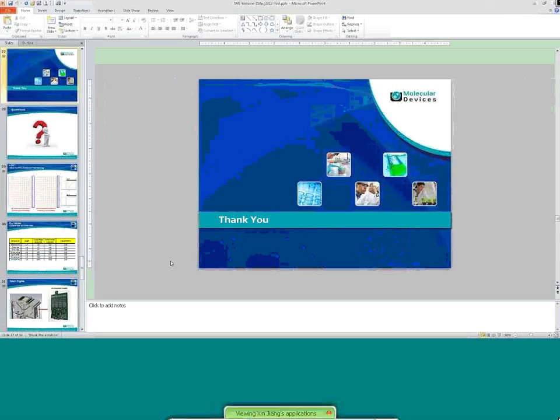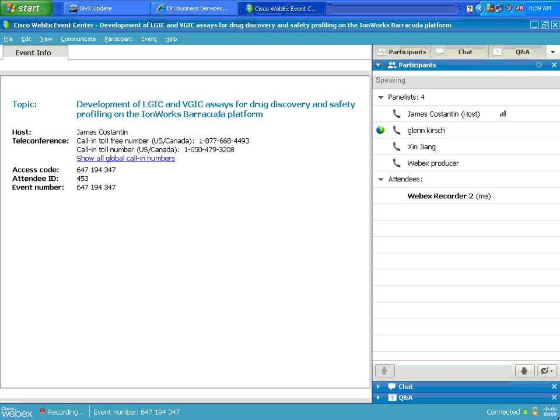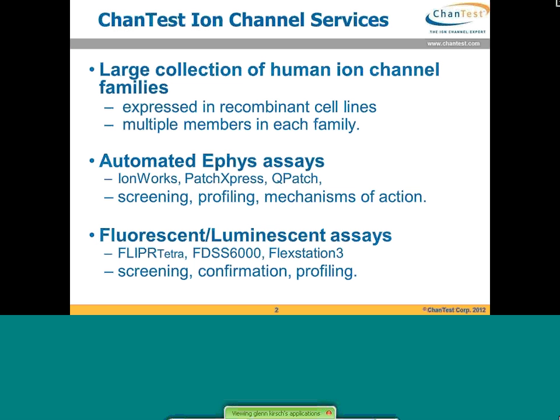So again, the Q&A session will be at the end, and today we're going to be talking about our experiences using IonWorks Barracuda, looking at multiple members of the ionotropic GABA receptor family. And we are developing assays, primarily for doing profiling and looking at a little bit of mechanism of action in this family of ligand-gated channels.